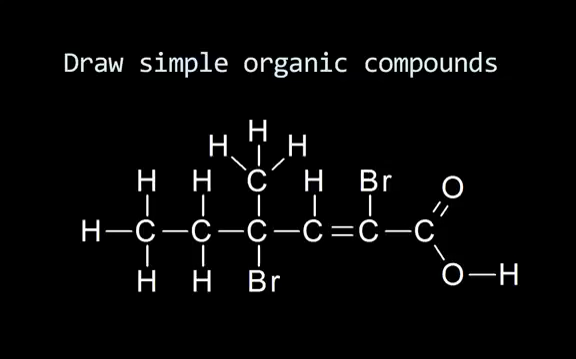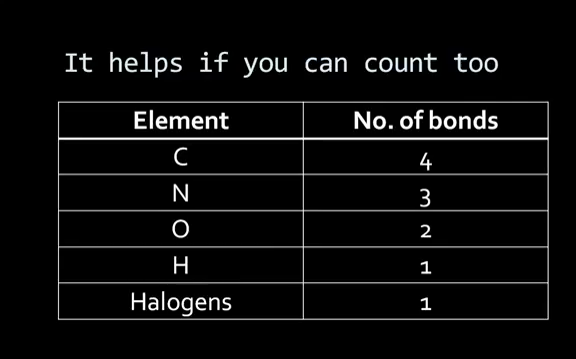What? This is simple, isn't it? It really helps if you can count up to 4 at least, and know the number of bonds that are attached to each type of atom. So carbon has 4 bonds, nitrogen has 3 bonds, oxygen has 2, hydrogen and the halogens, that is fluorine, chlorine, bromine, and iodine, have 1 bond. I hope that's not too difficult to remember. If you have the number of bonds correct, your structure will be correct. It has to be.